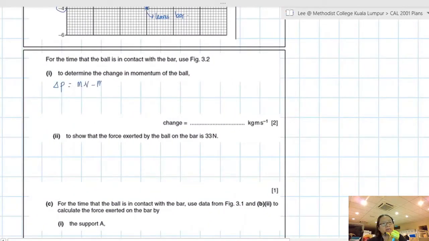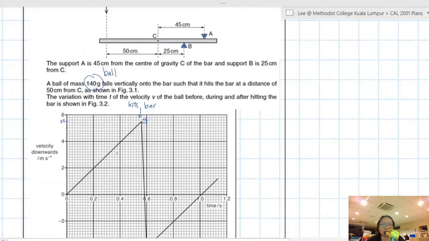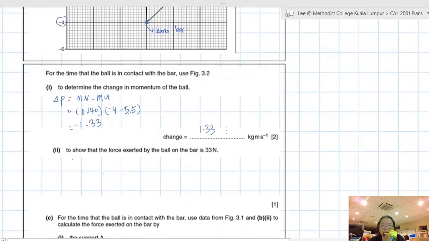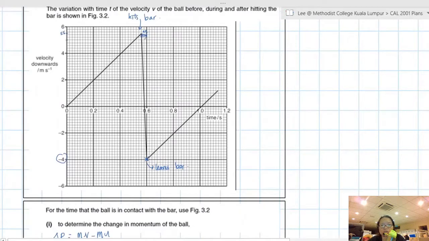So to find the change in momentum, you take mv minus mu, final minus initial. Do not confuse, there are two masses. The one we're talking about is the ball, so 140 gram, which is 0.14 kg. Final speed is -4, initial speed is 5.5, so -4 minus 5.5. And this will give you 1.33. Once again, the negative is for direction. You can omit it and just take the magnitude. If you feel very particular, you can tell people which direction the negative is.